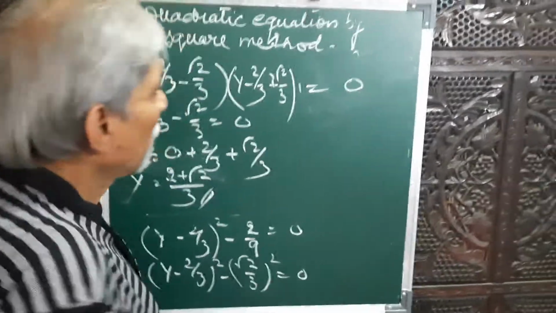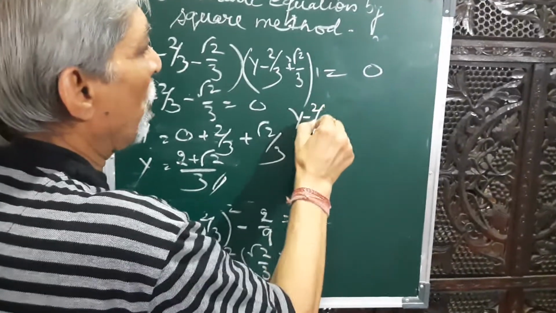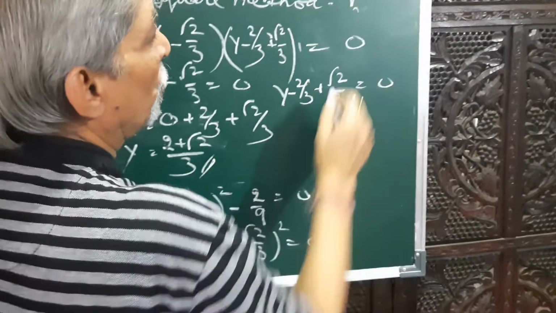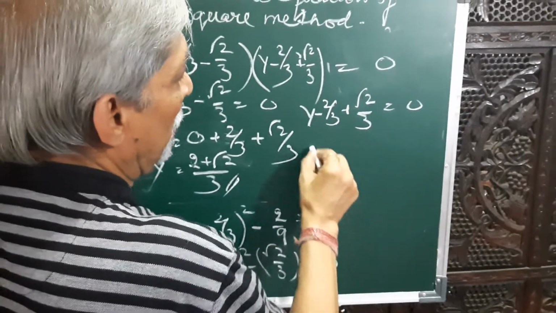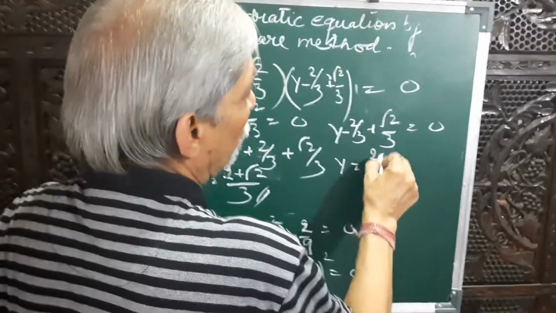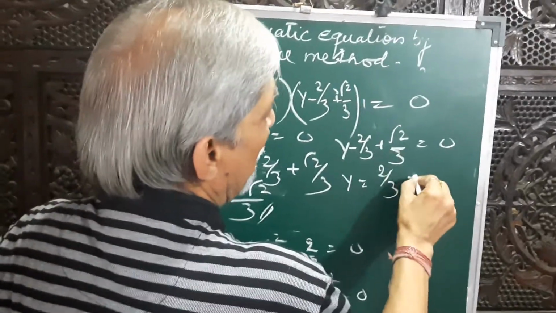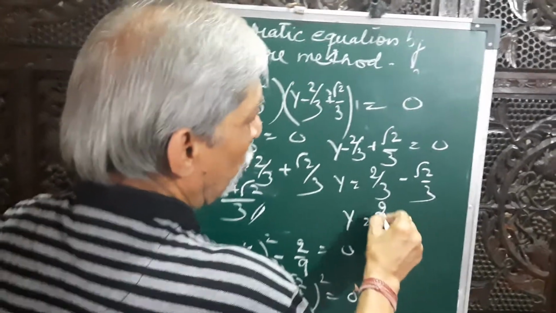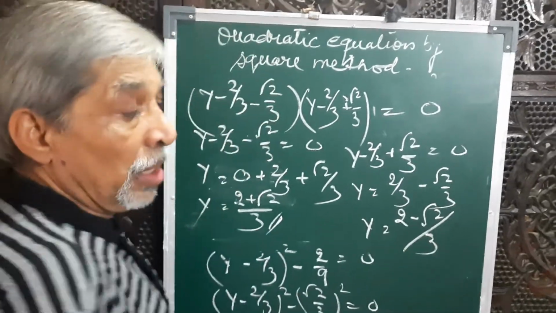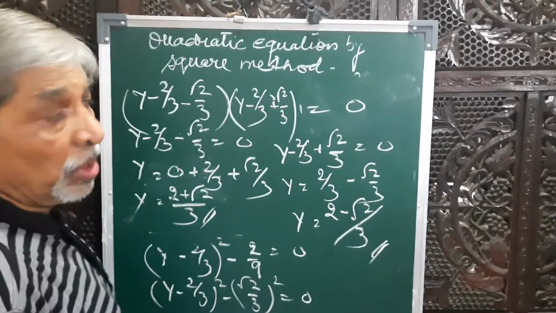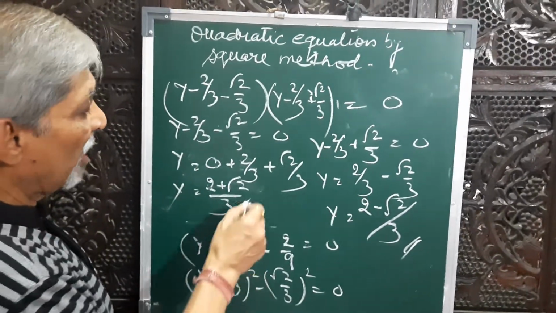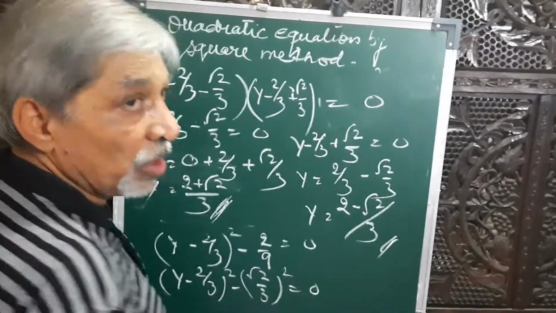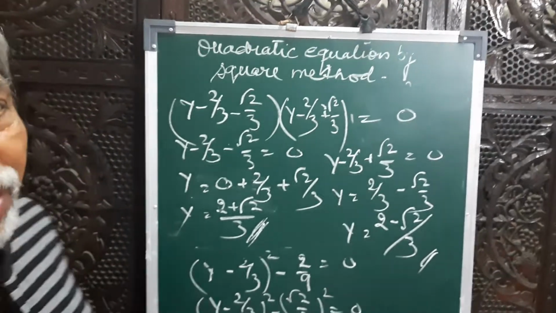Similarly, you find the second part: y minus 2 upon 3 plus root 2 upon 3 is equal to 0. Take these two terms to the right hand side. So y is equal to 2 upon 3 minus root 2 upon 3. Denominators are the same, so y is equal to 2 minus root 2 upon 3. This is another root. So this is the final answer: y equals 2 plus root 2 upon 3 or y equals 2 minus root 2 upon 3. These are the two roots of the equation.